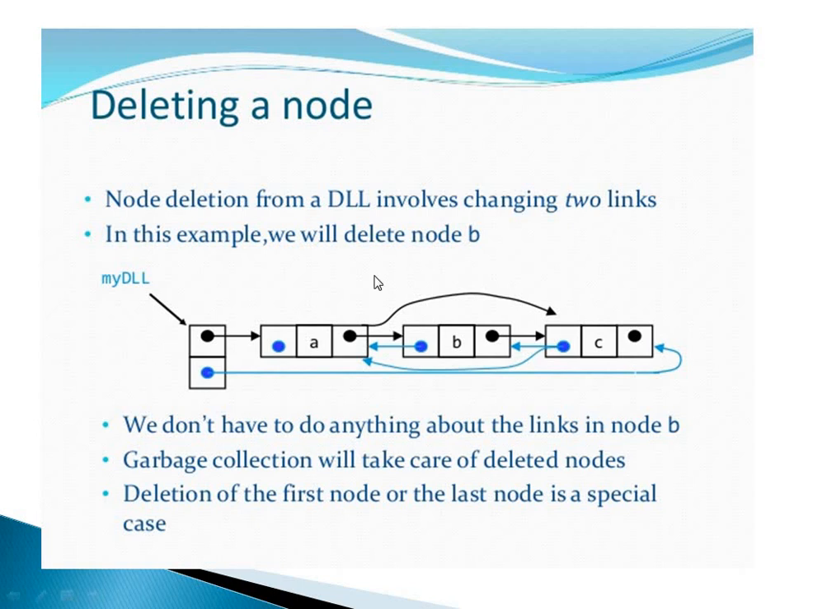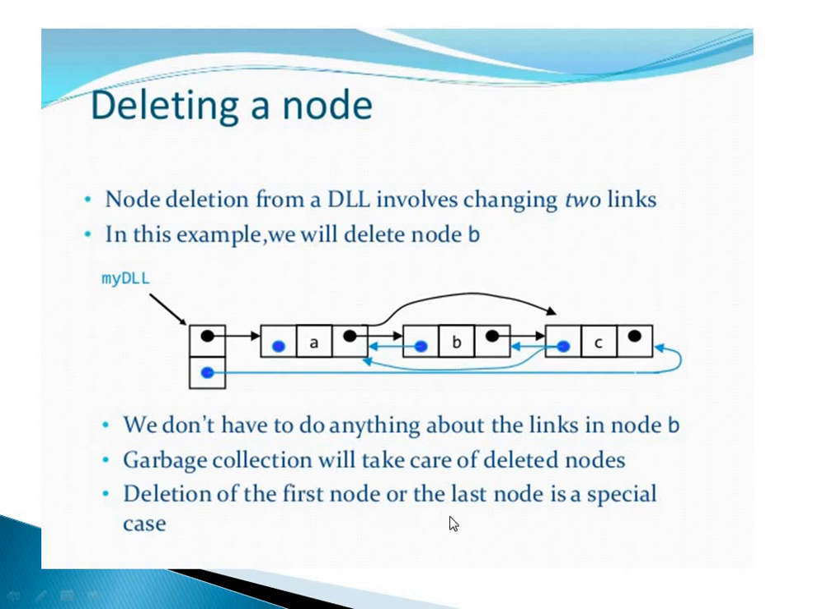So deletion from a double linked list involves changing two links, because if you want to delete the element, obviously it will be deleted from its place. So the place of the element will be changed. We don't have to do anything else because the link will always be next to the B here, right?